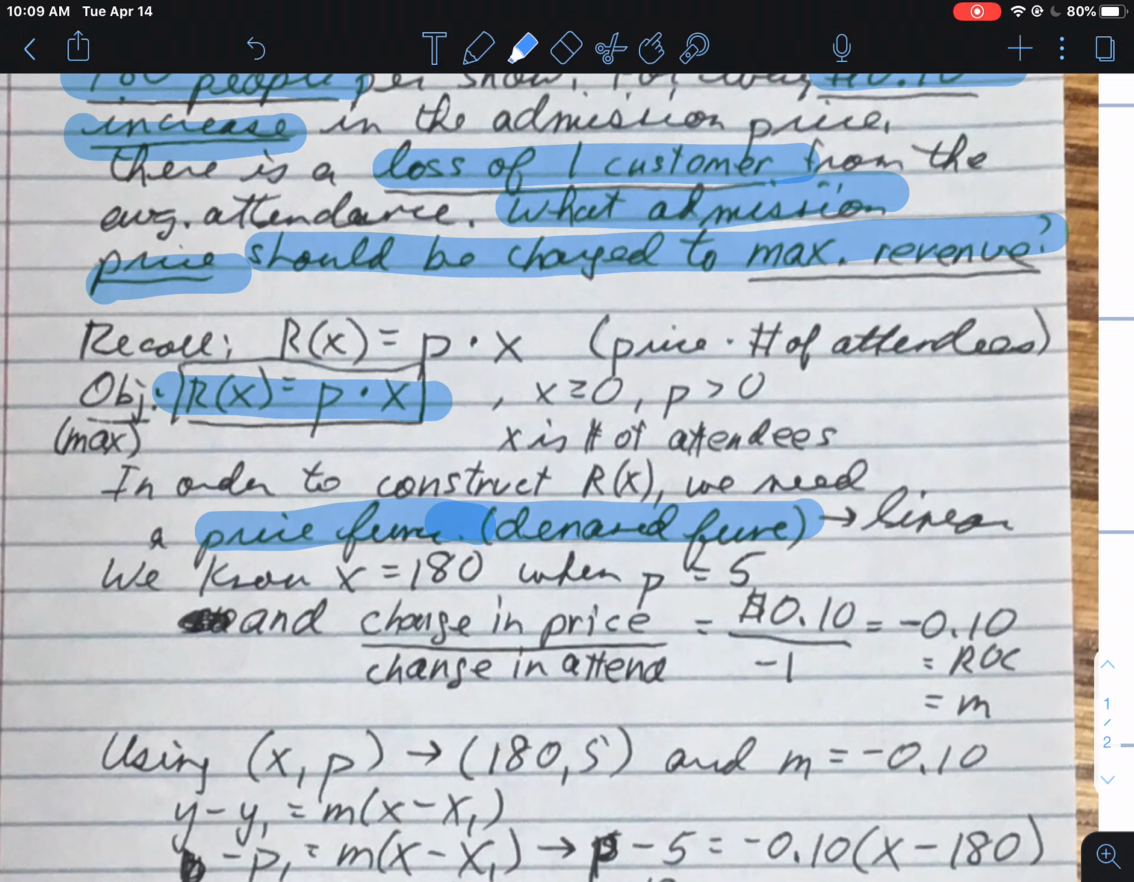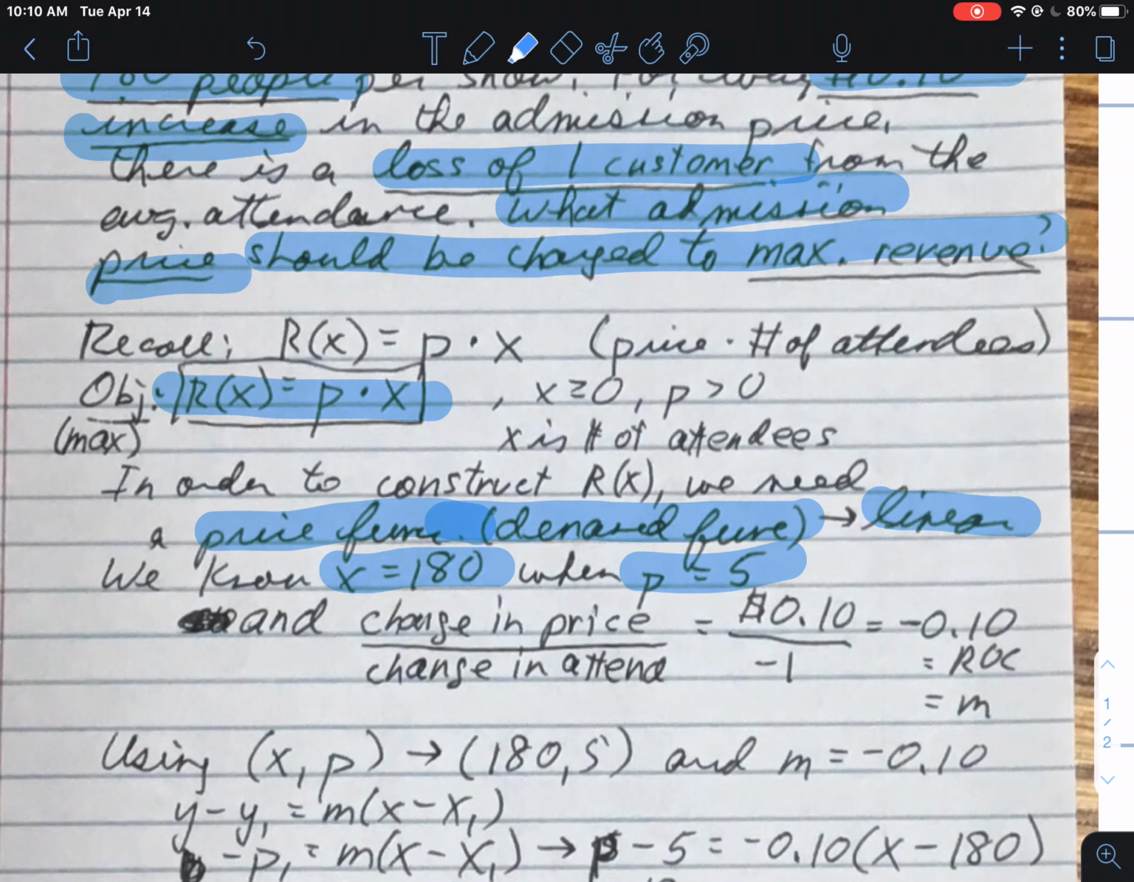Now, these are typically linear functions, not always, but for the limited amount of information that we have, we can construct a linear function to represent this price function or demand function in terms of x, in terms of the number of attendees or the number of tickets sold. So now what do we know? We know that x equals 180 when p equals 5. We know that there's an average attendance of 180 people at a price of $5.